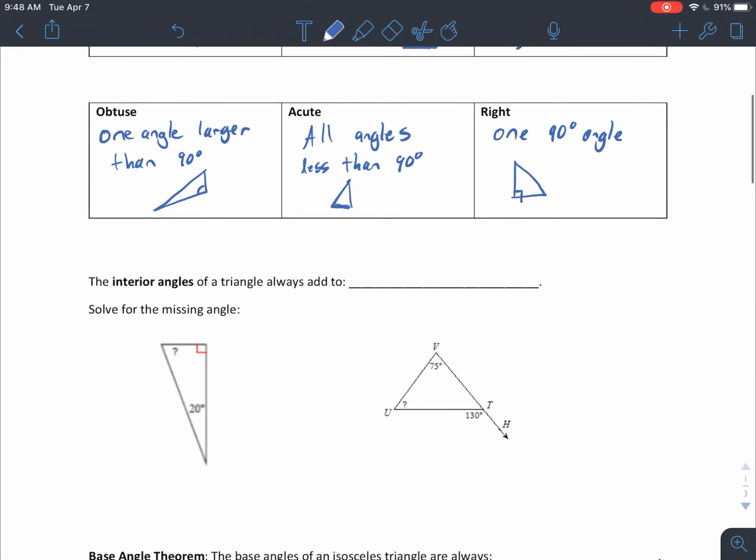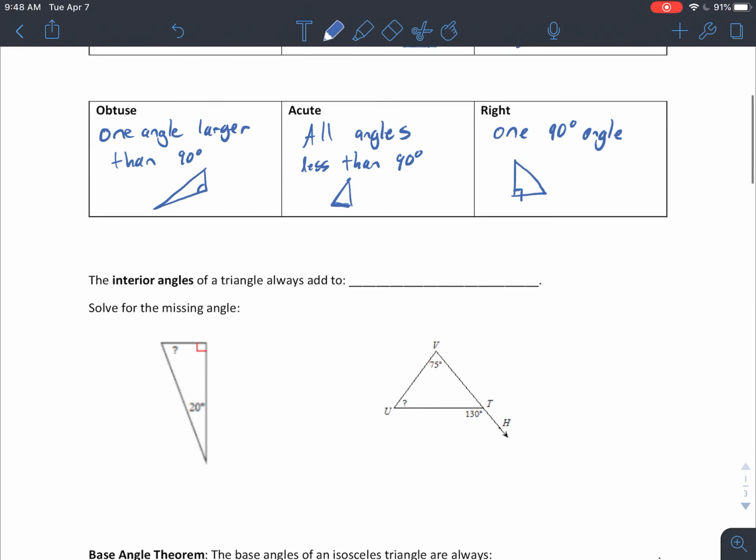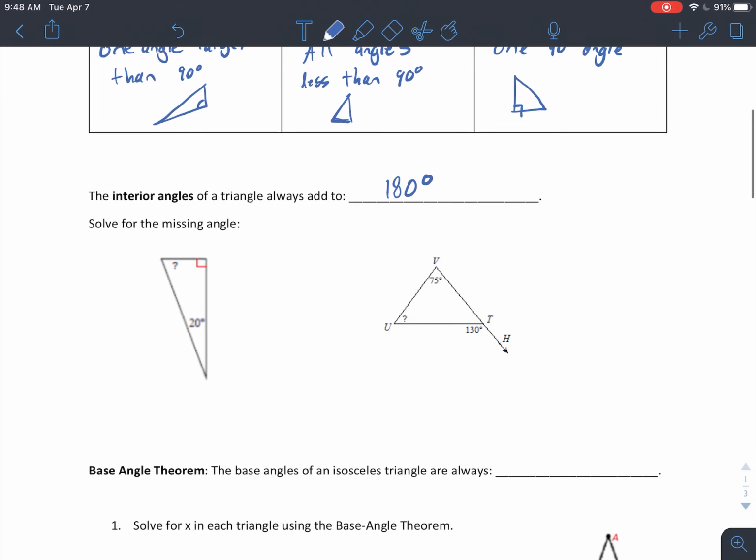So it says the interior angles of a triangle always add to 180 degrees. So it says solve for the missing angle. In order to do this, we would need to add up all of these angles. So it would be 20 plus 90 plus question mark, and that would give you 180 degrees, right? So that's 110 plus question mark, or you could say that's x, is equal to 180. You subtract off the 110 from both sides, and you would get that the last angle is equal to 70 degrees.